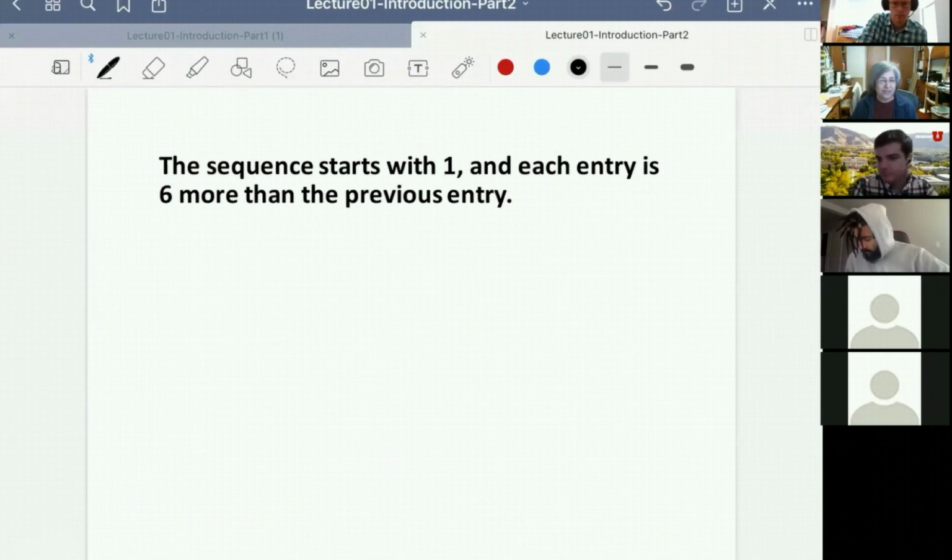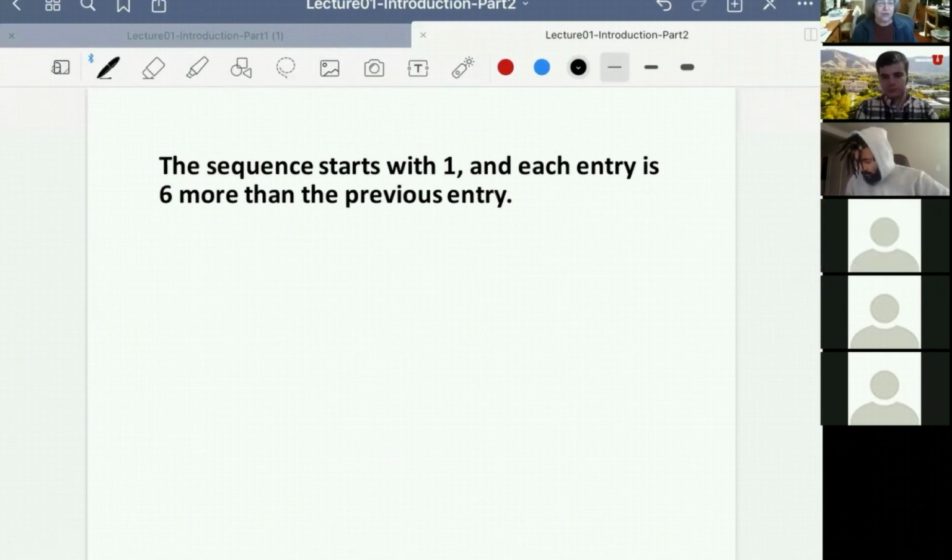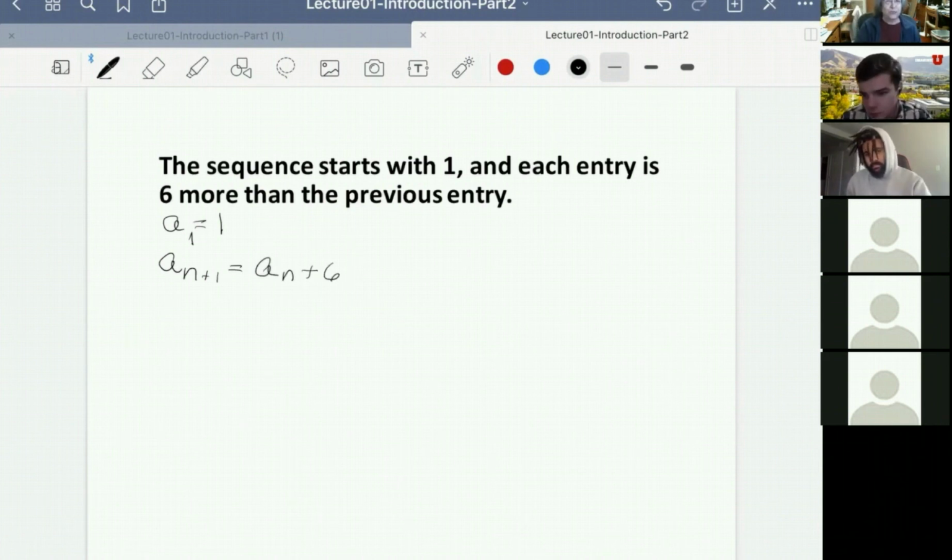So this one says, the sequence starts with 1 and each entry is 6 more than the previous. Okay, so our first step is to say A1 equals 1. Whew, we got half of the problem done. Next step. So what do we know? We know A sub n plus 1 is equal to A sub n plus 6. How do we know that? Well, that's what the sentence says. The next one is 6 more than the previous one.